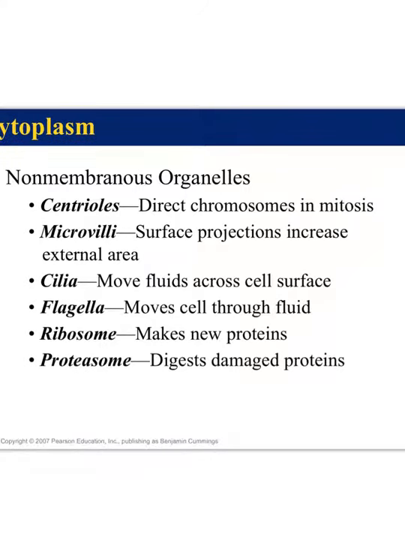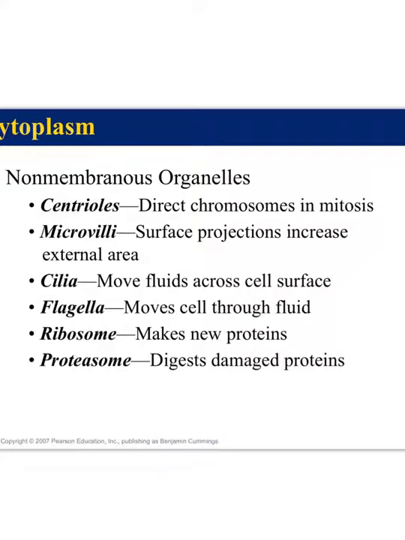If we look at the functions of the non-membranous organelles, the centrioles, or centrosomes as sometimes they are referred to, are the structures that direct the chromosomes in mitosis. The spindle fibers will develop from the centrioles as they move to the poles of the cell to help separate the chromosomes and allow us to make two new cells from one initial cell.